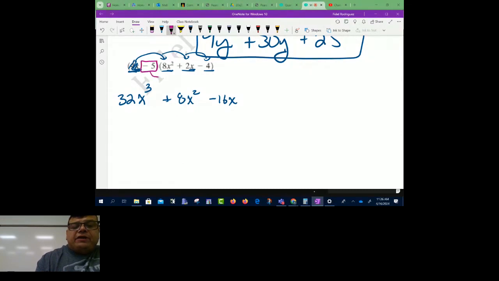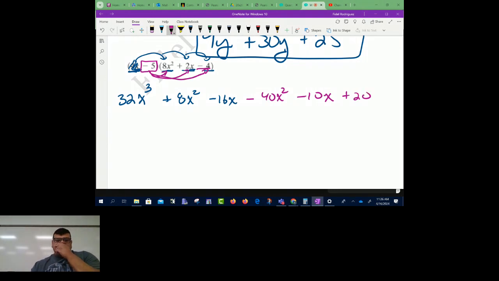Second number I have negative 5. Negative 5 times 8, negative 40x squared. Negative 5 times 2, minus 10 with an x. A negative 5 times negative 4, plus 20.